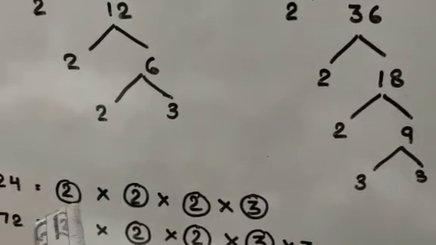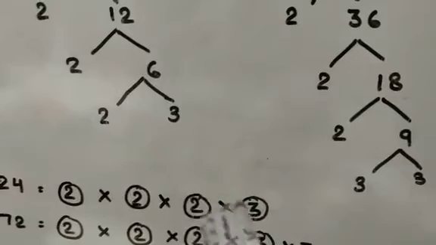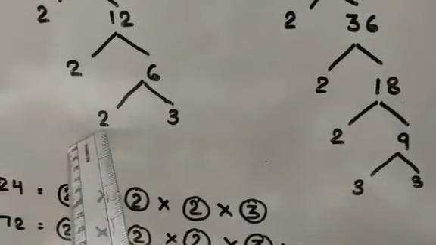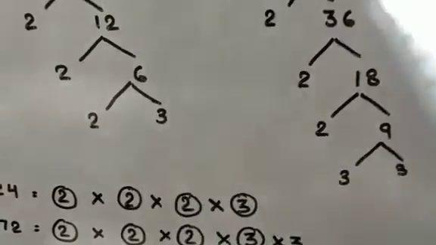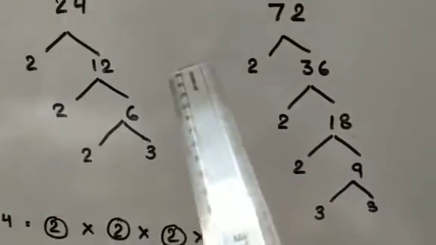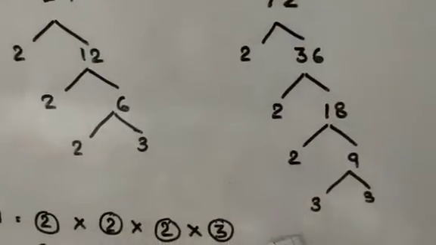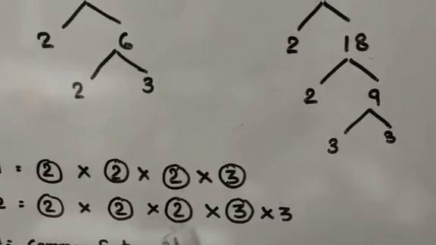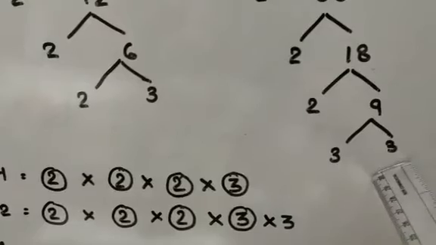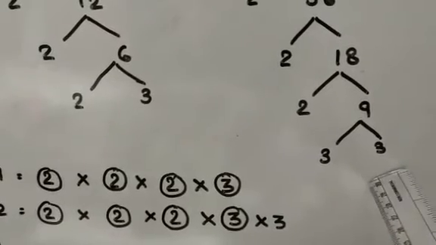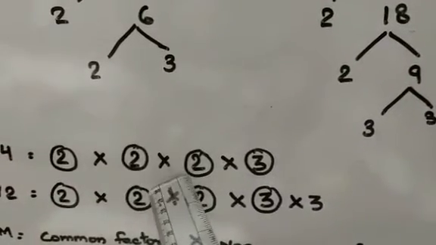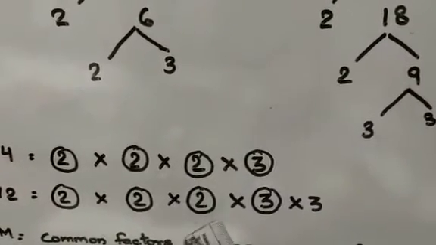So here we got 2 into 2 into 2 into 3. 2 multiplied by 2 multiplied by 2 and then by 3. For 72 also write all the numbers on this side. 2 into 2 into 2 into 3 and the last one on this side, into 3. Now see, here we have three 2's. Here also we have three 2's.